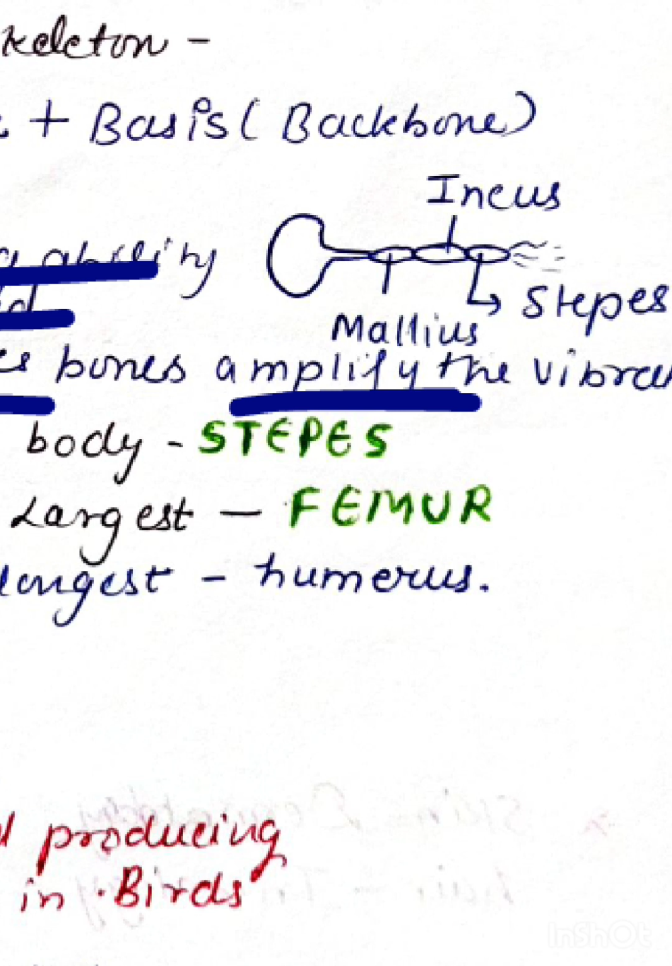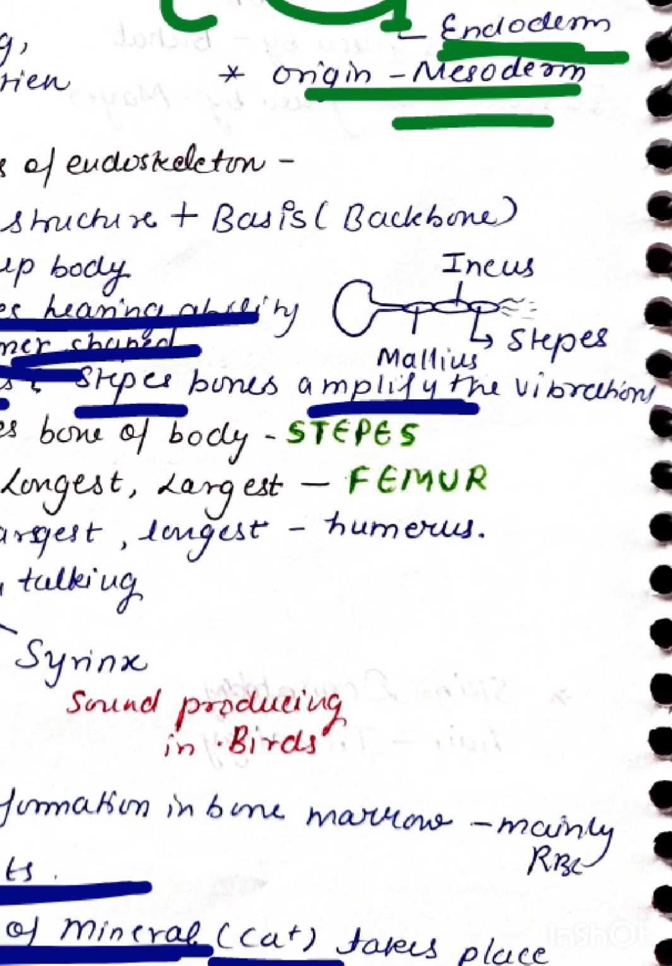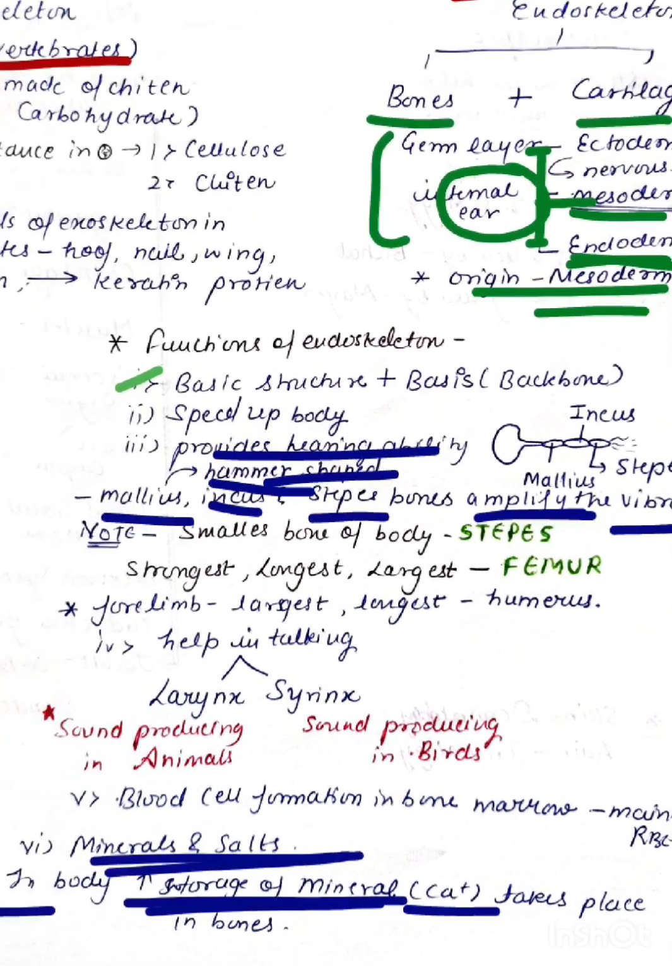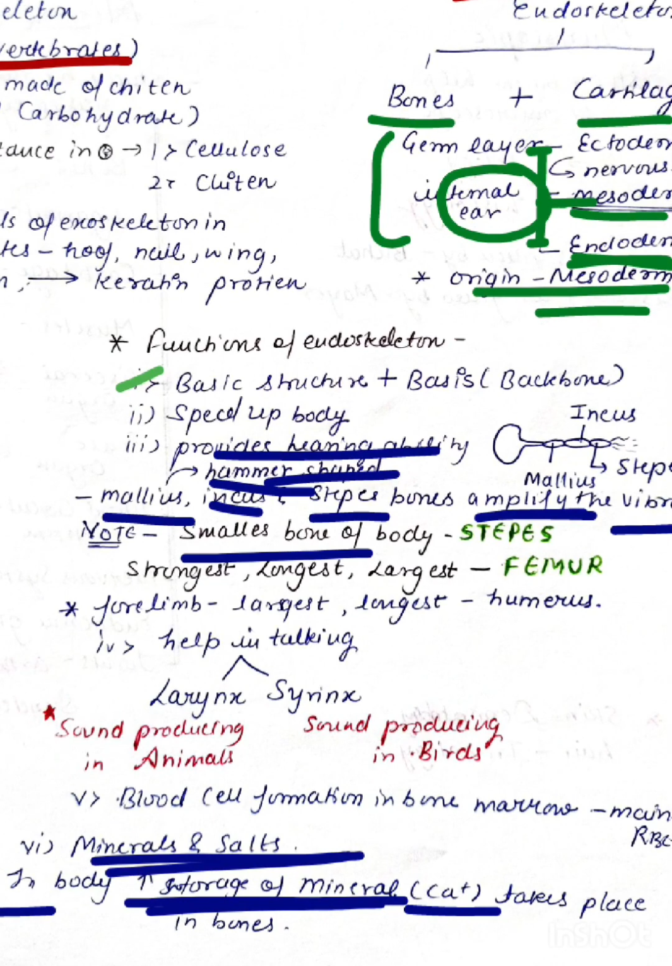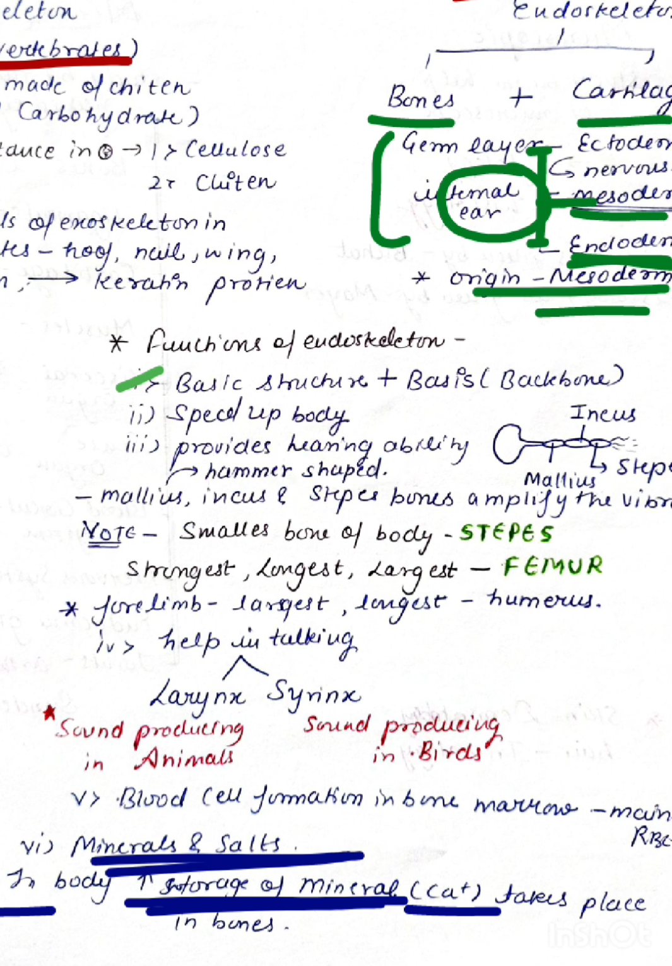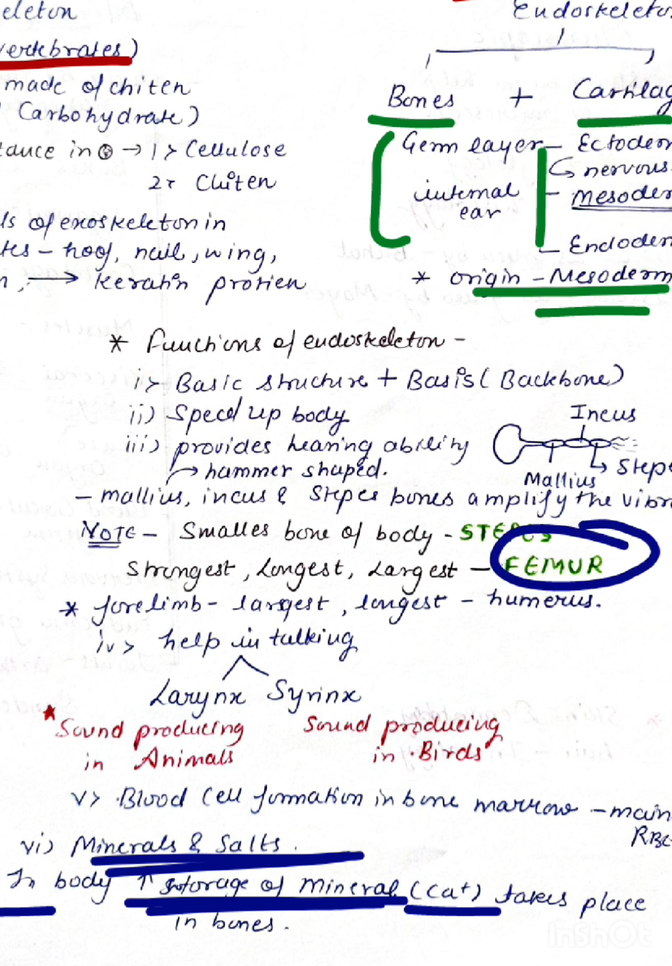For example, when we talk normally and when we apply a mic to that, the voice gets amplified and the sound gets extended or strengthened. So it usually helps to amplify the vibrations. Note, the smallest bone of the body is stapes, as we know. The strongest, longest and largest bone of the body is known as femur. Femur is the largest bone of the body.